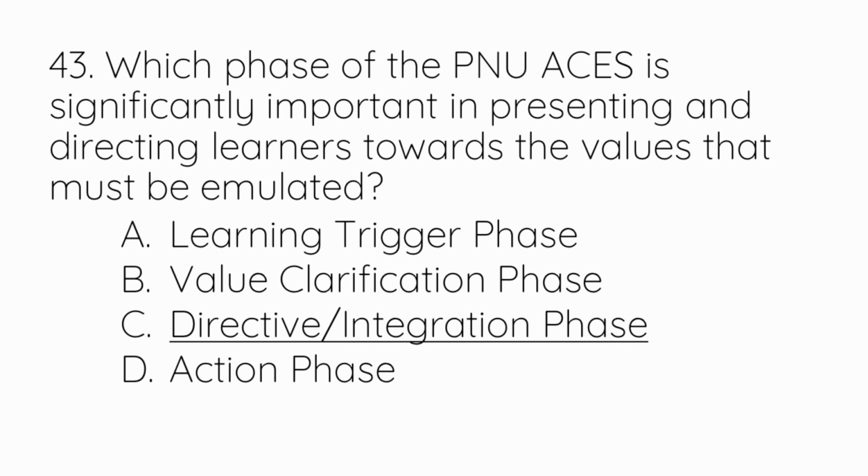So this phase explicitly guides students toward desirable values, and then the teacher links learning experiences to real-life applications. Yung option A, learning trigger phase, this phase initiates curiosity but it doesn't focus on guiding values. Yung letter B, value clarification phase, explores personal values rather than emphasizing emulation. And yung letter D, action phase, involves applying values but only after they are already understood. So paano ma-apply kung di pa na intindihan? So 43 is letter C.